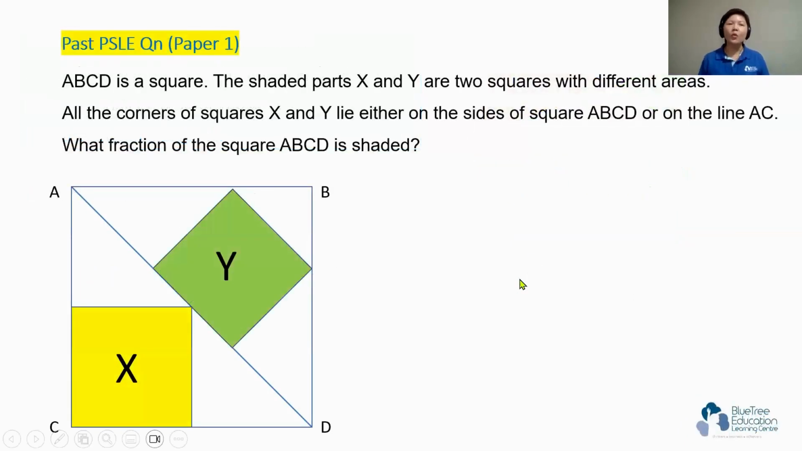Okay, this is an old PSLE paper question. It was paper 1, question 15 or question 30. I know it was the last question of a particular section. And every student thought that X equals to Y, and they have the same area. So what fraction of the square ABCD is shaded? Yeah, a lot of students will say half. Yeah, they will say it's half. Yeah, because they thought X is 1/4, then Y is 1/4, so it's half.